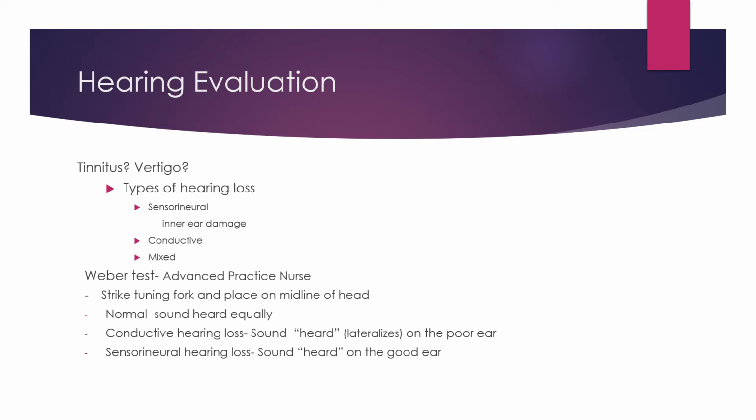When that advanced practice nurse conducts the Weber test, they strike the tuning fork softly with the back of their hand, and then they place the base of the vibrating tuning fork against the center of the patient's forehead, and then they should be able to detect vibration equally in both ears, and that would be a normal finding that indicates no hearing loss.